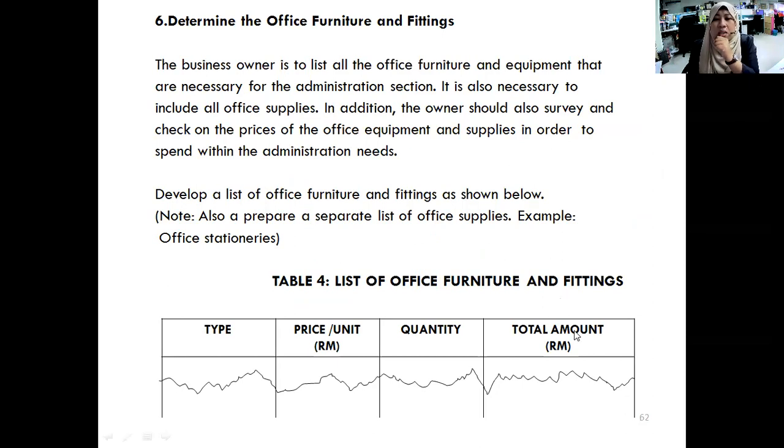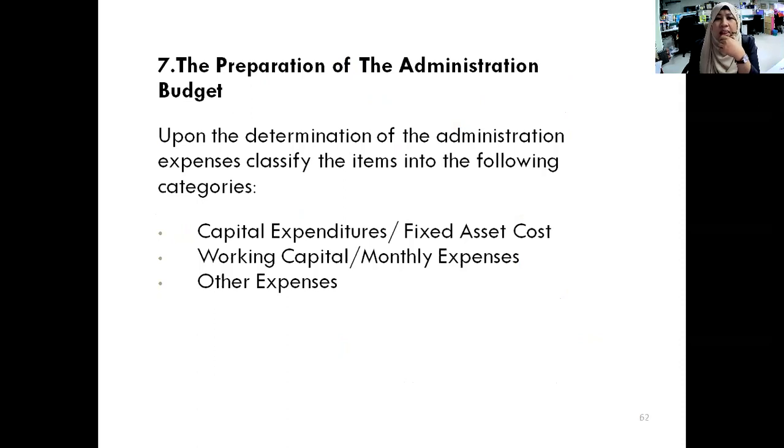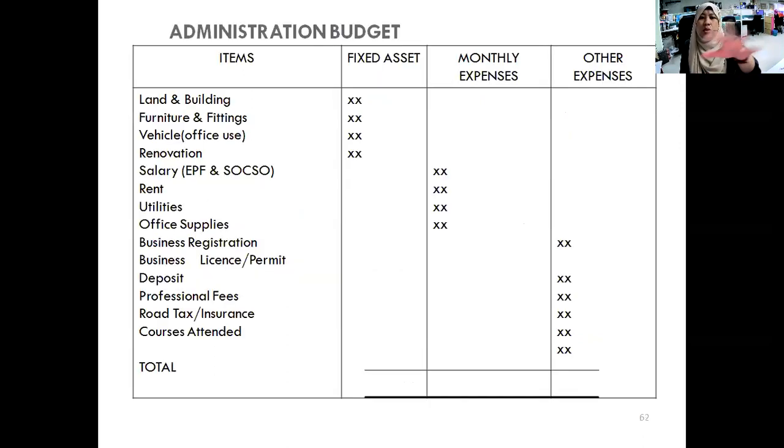And you have to list it down. Actually, you have another part, the business plan, that you have to follow the guideline inside to start with that project. And then the preparation of the administration budget, you have to classify it into capital expenditure, fixed assets or cost, working capital, monthly expenses and other expenses, put into the details like this. So you just list it out like here, and then after you do the calculation and transfer the amount inside here.